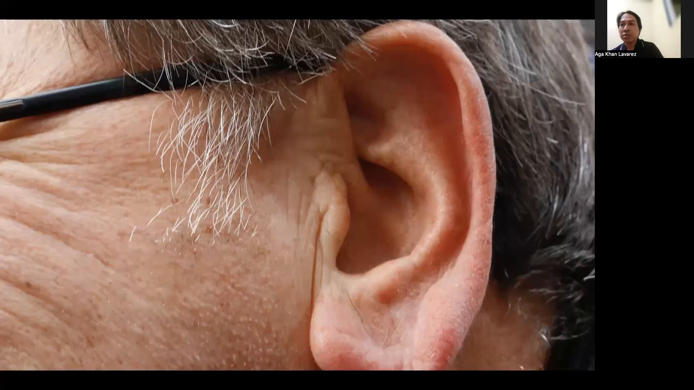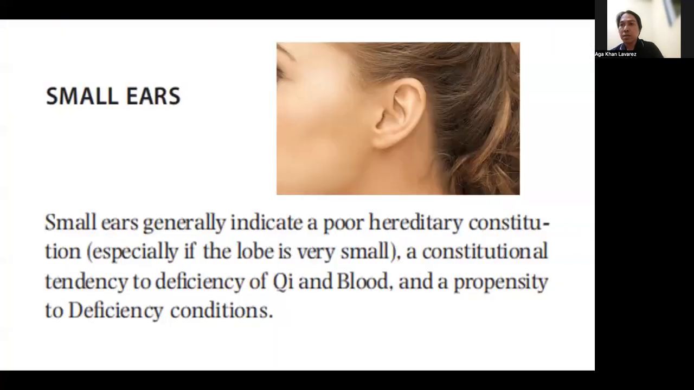Okay, let's see the pictures. This one, small ears. Small ears generally indicate poor hereditary constitution, especially if the lobe is very small. A constitutional tendency to deficiency of blood or of qi and blood, and propensity to deficiency condition.